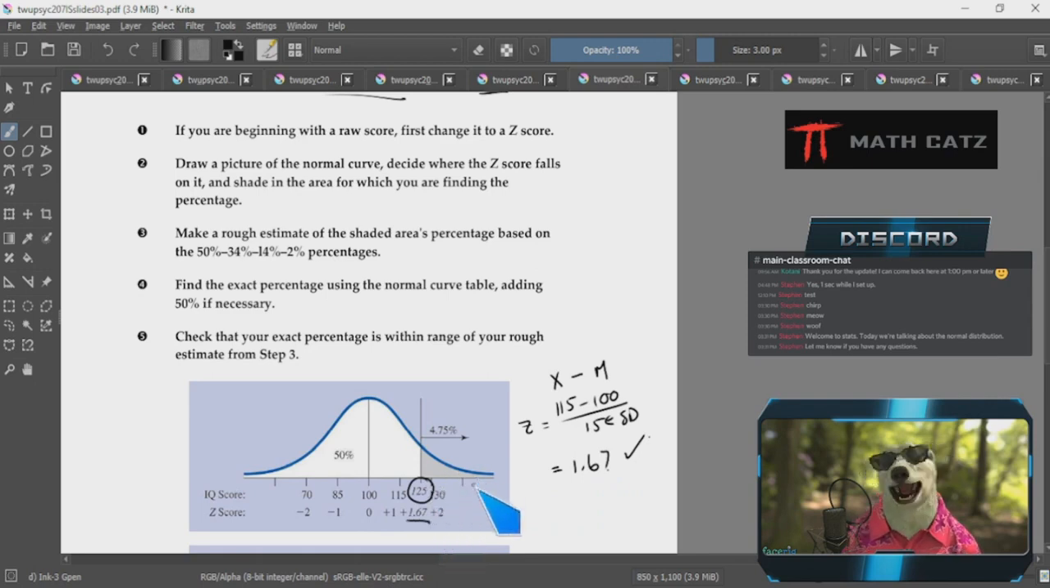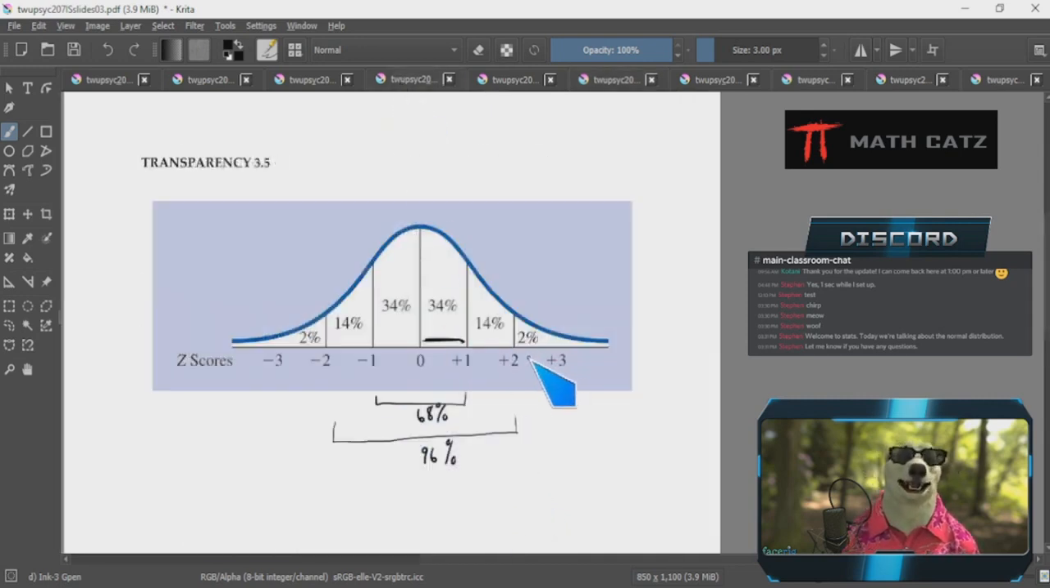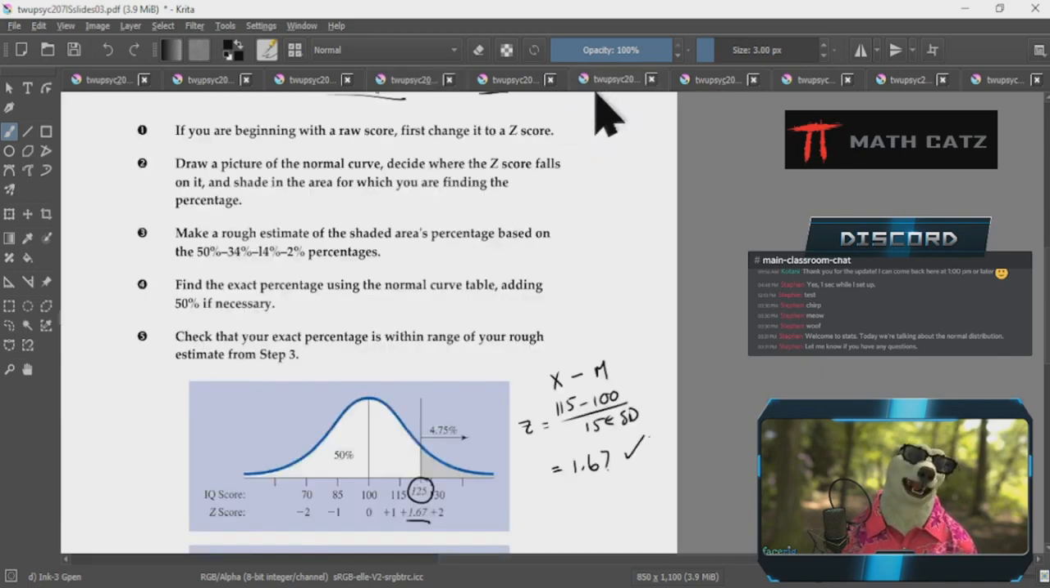Then it's not necessary, but especially in the beginning, it is very helpful to draw a picture of the bell curve. Have a rough idea of where this 125 sits, and therefore the 1.67 z-score. Color in some area for what I'm trying to find. Maybe I'm trying to find this tail, this area to the right. We're making up a question, right? Now, using my 34, 14, and 2 that I hopefully memorized, but it's not crucial, I can get an idea.